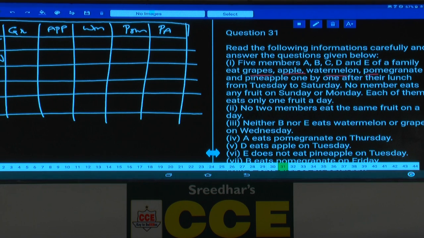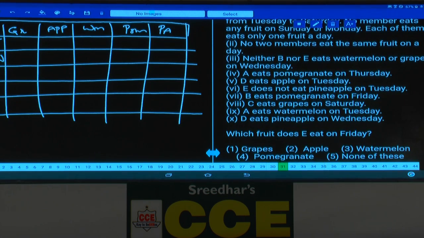Then in this one, Tuesday to Saturday, no member eats any fruit on Sunday or Monday. Each of them eats only one fruit a day. Each of the persons is definitely eating one fruit per day. And next one, no two members eat the same fruit on a day. No two members. That means only one fruit will be eaten by a single person. Clear enough? And next one, neither B nor E eats watermelon or grapes on Wednesday.